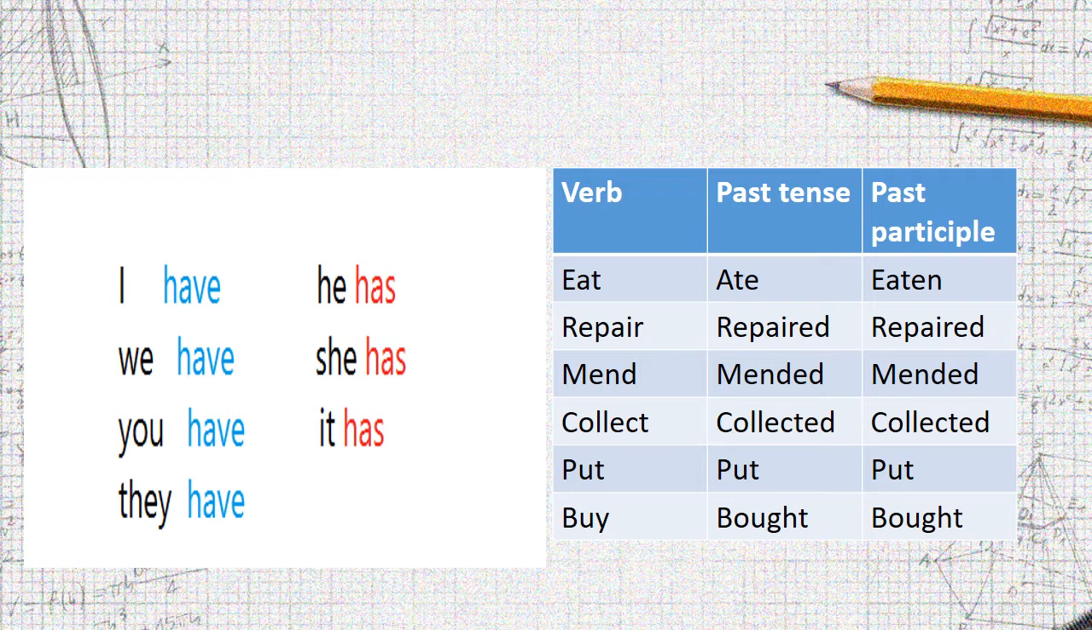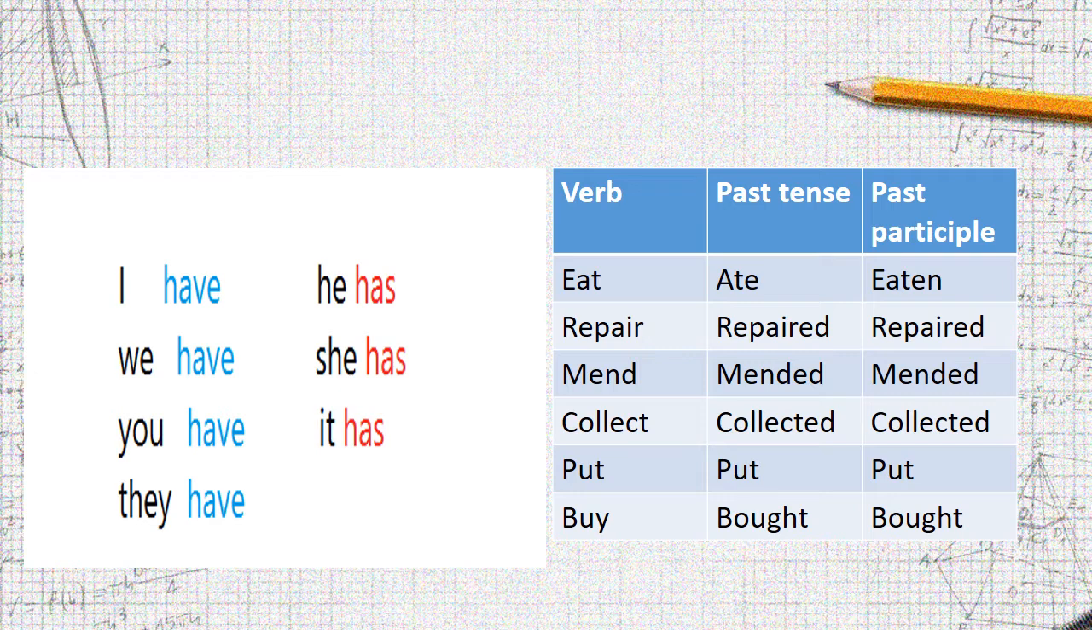Let's look at the verbs as I have told earlier. I have, we have, you have, they have. And for has, the pronouns are he has, she has, it has. And along with that, even third person, whether it's the pronoun or it's the noun.